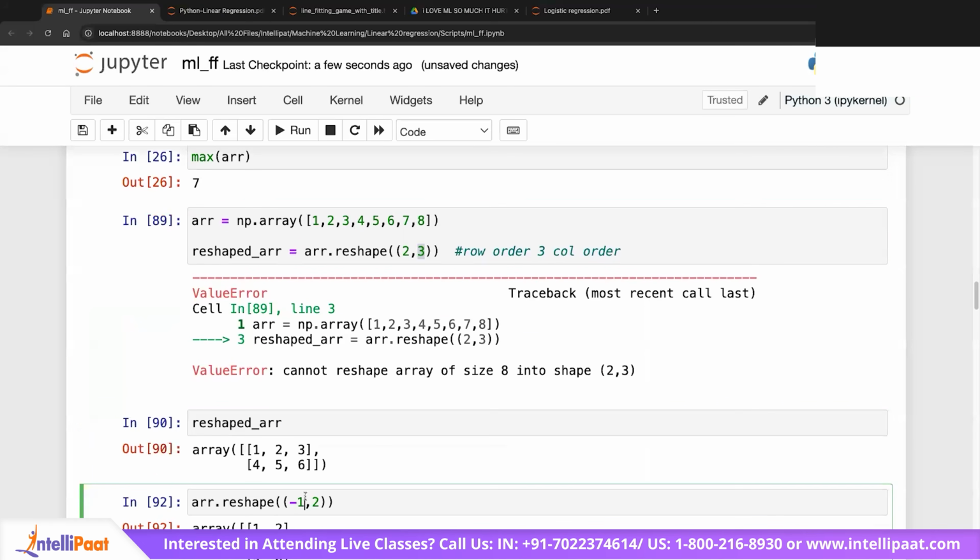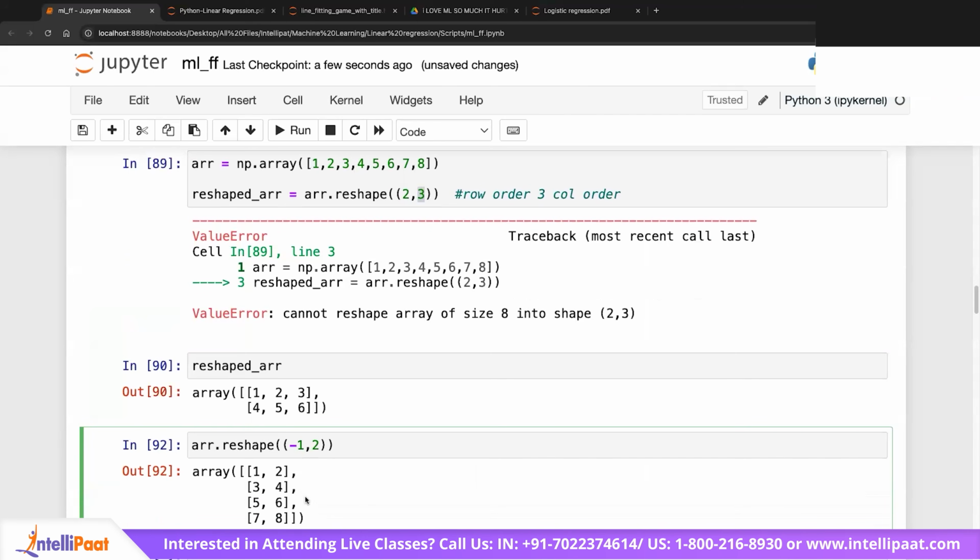The concept of -1 is you don't care about how many rows it will form, but you for sure want only two columns. I want NumPy to take care of however many rows it will give me, but I want only two columns. If that happens and you don't care about how many rows will form, just put -1 there.